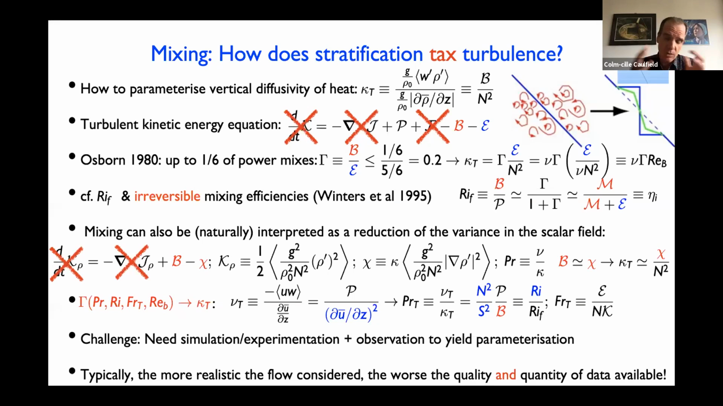So that's really the problem. It's just maths, scary maths. You've got to understand how you manage to partition, how you could use the parameterization, and you face a horrible problem, which is that the more realistic the flow you consider, the worse the quality and quantity of data available. So just like that beautiful thing that Nathalie said at the end, you want to have an interaction between high quality simulation, experimentation, observations, and modeling parameterization.